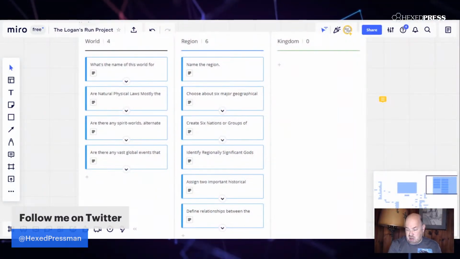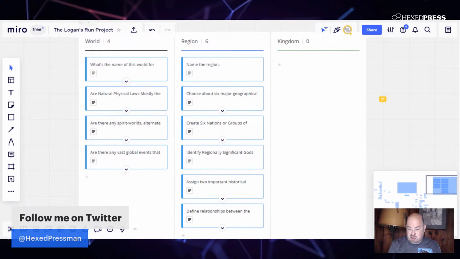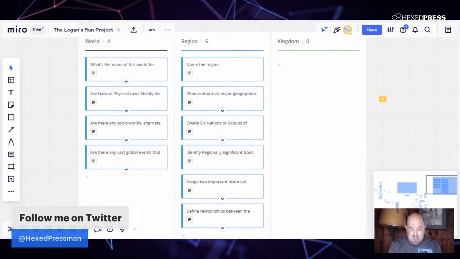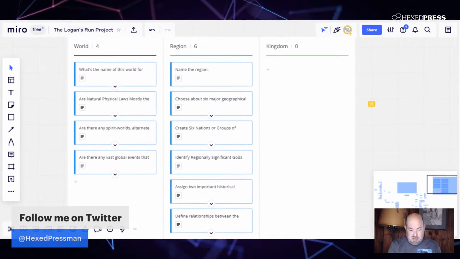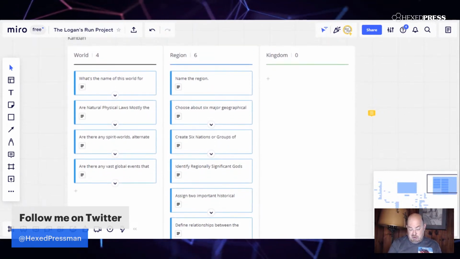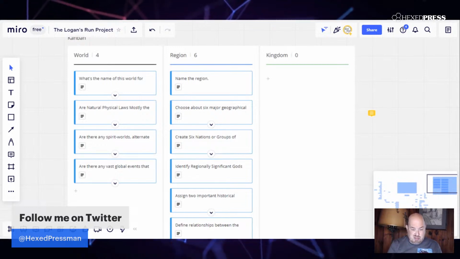In the last session, we went through and asked and answered some questions. These are the Worlds Without Number questions about our world and the world and region levels of our setting. I've just opened up our Kanban chart, or at least my repurposed Kanban, because it seemed easy to have three columns. I'm using Miro, the free version, which for our purposes works fine.